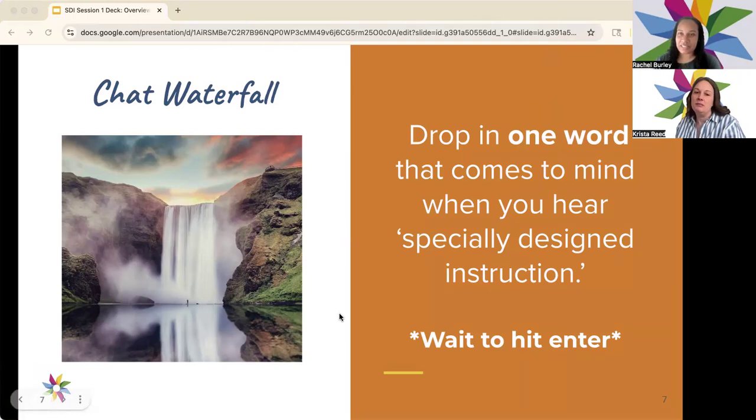Awesome. So to kick us off, when we think about specially designed instruction, there's a lot of words that might come to mind, maybe individualized, maybe targeted, maybe adaptive, strategic. There's many. And so we're curious if you're listening, what's one word that comes to mind for you? And then we'll actually revisit this question at the end of our session to see if that word changes.